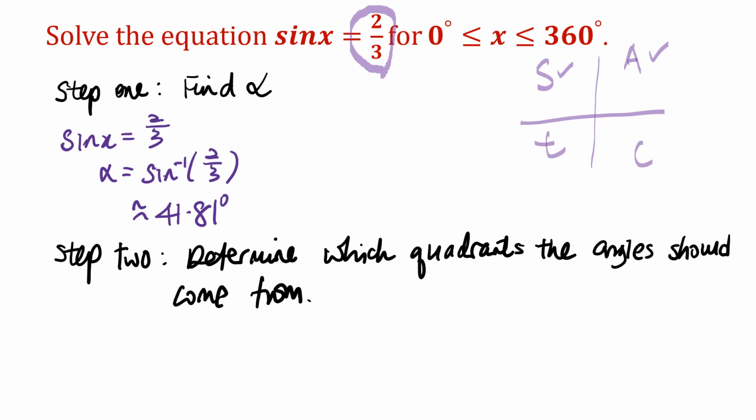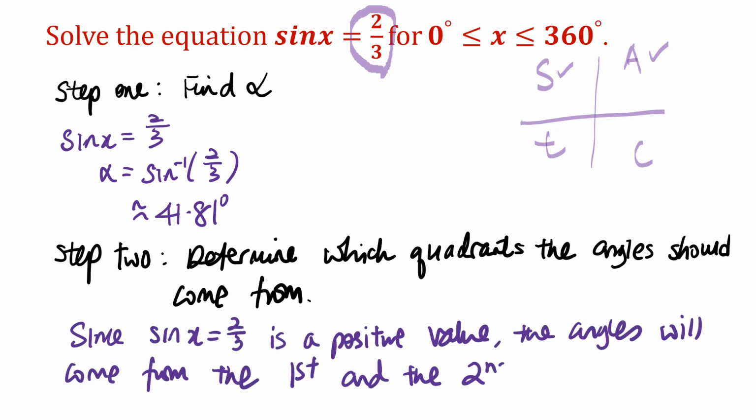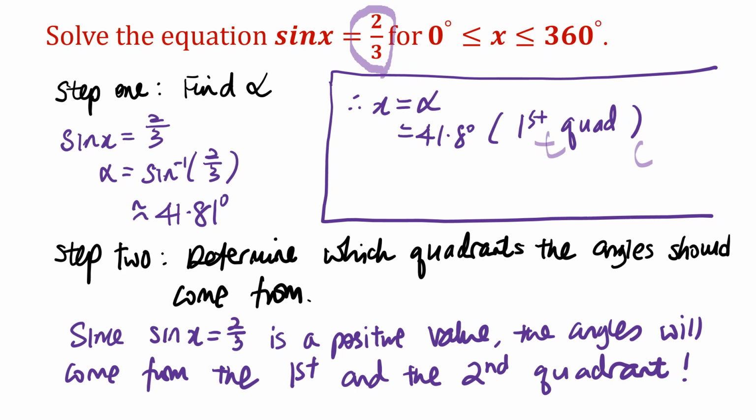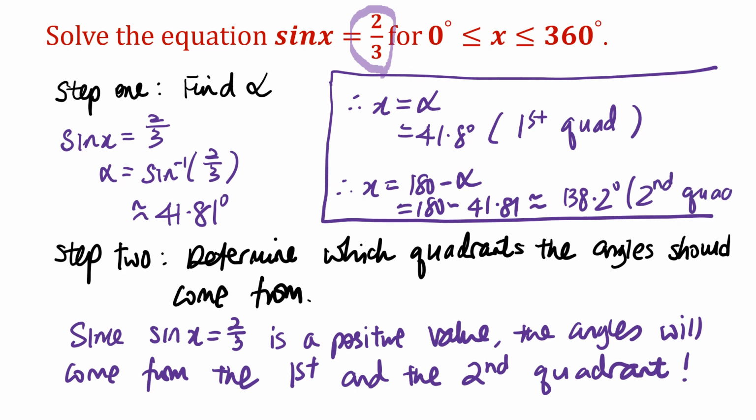So for the first quadrant it is easy. Your angle x will just be alpha. All right, so that's easy. From the first quadrant, your angle x will just be alpha. Then from the second quadrant, it will be 180 minus alpha. So 180 minus 41.81 is 138.2. So this is how you apply what we've learned to solve a trigo equation.